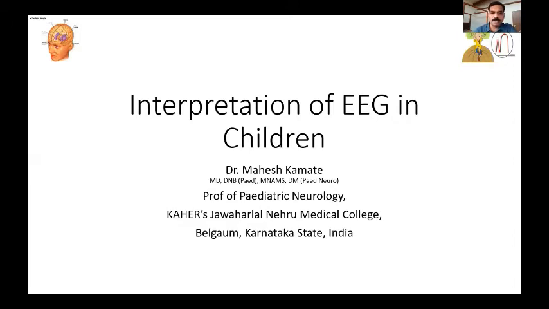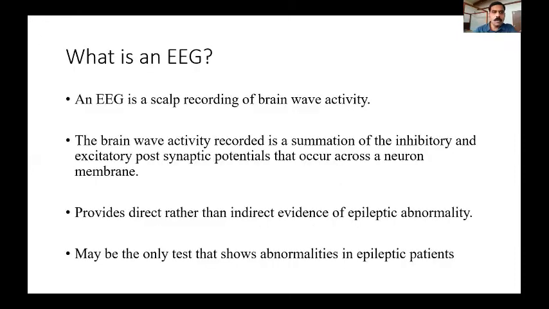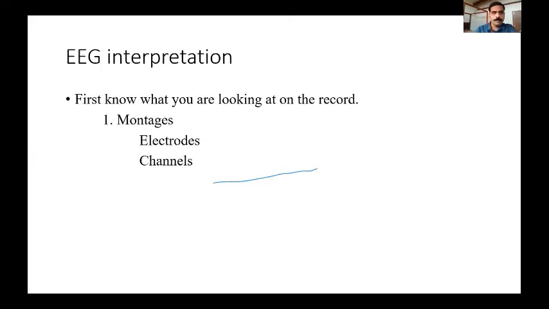EEG in children. As you all know, EEG is a scalp recording of brainwave activity. The brainwave activity recorded is a summation of the inhibitory and the excitatory postsynaptic potentials that occur across a neuronal membrane. It provides direct rather than indirect evidence of epileptic abnormality. And at times, it may be the only test that shows abnormality in children with epilepsy. So coming to the topic, EEG interpretation.